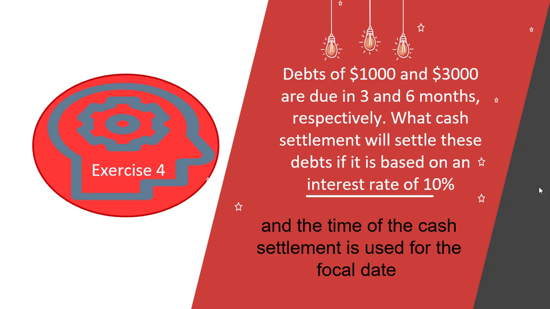The next example. Debts of $1,000 and $3,000 are due in 3 and 6 months respectively. What cash settlement will settle these debts if it is based on an interest rate of 10%, and the time of the cash settlement is used for the focal date?